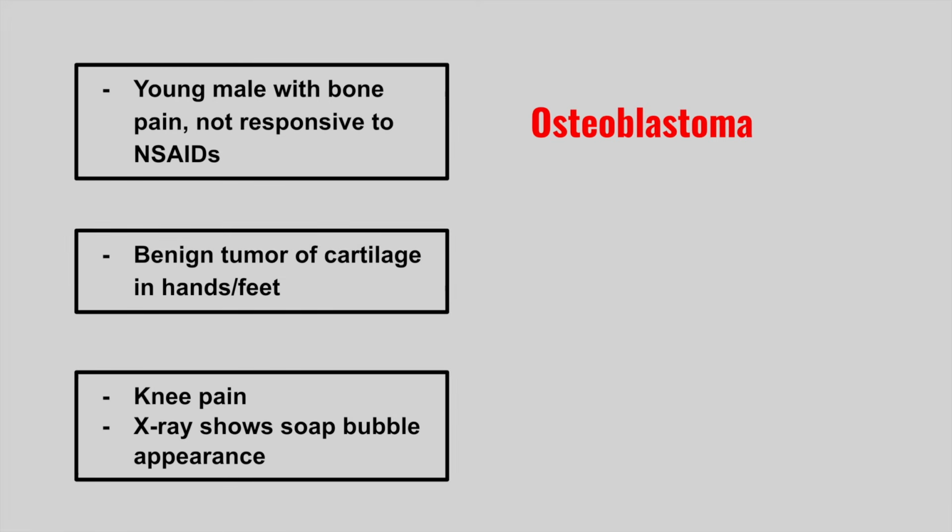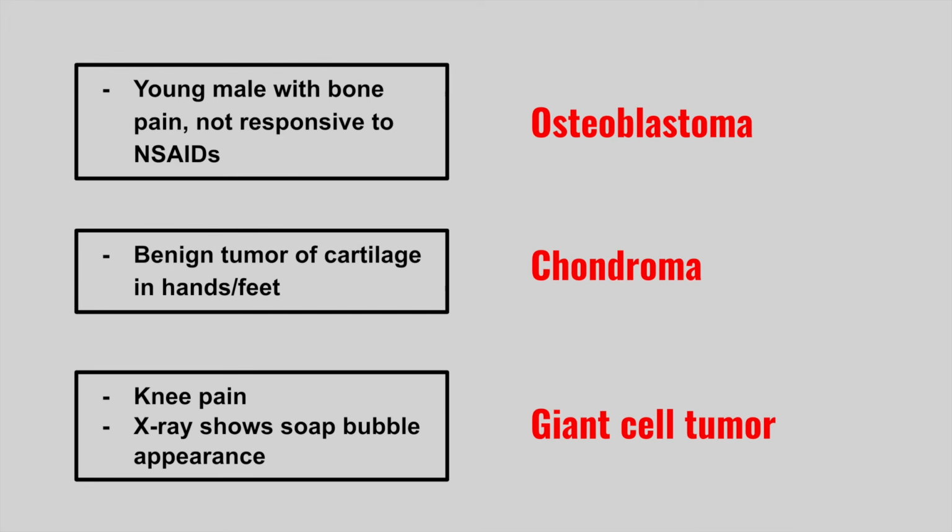Next, we have a benign tumor of cartilage in the hands and feet. So this is a chondroma. Next, we have a patient who has knee pain, and imaging shows a soap bubble appearance. So this is a giant cell tumor.